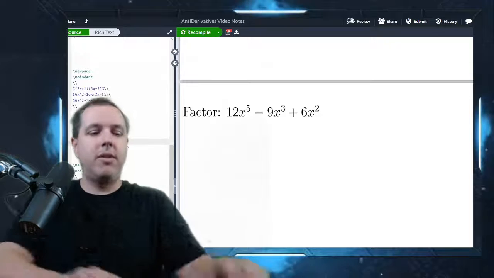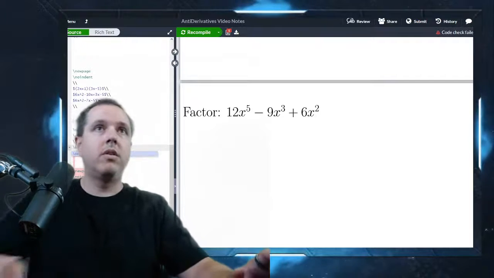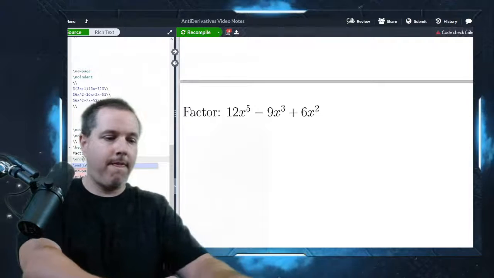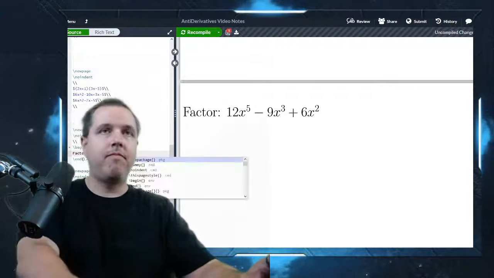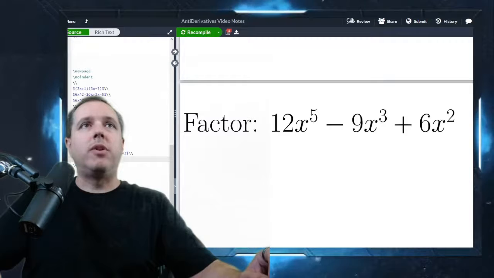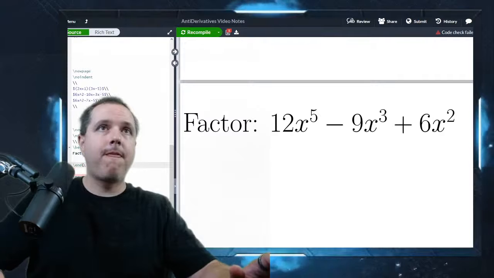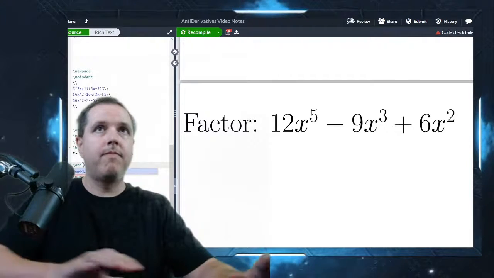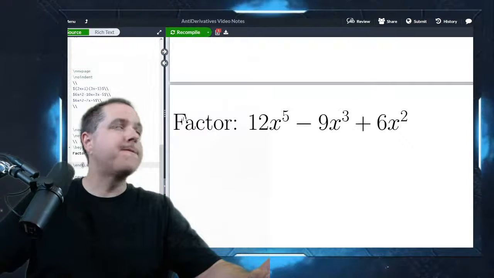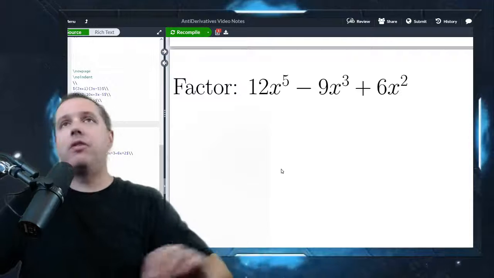Let me see. Maybe this would be good if I made it larger. This might be too large. Let's see. Oh yeah, that's too big. Let's make this a little smaller. Still pretty big. I may have to shrink it down here in a little bit, but we'll see what that looks like.